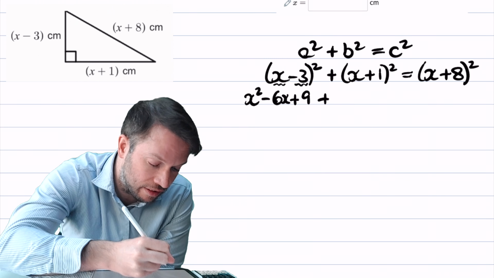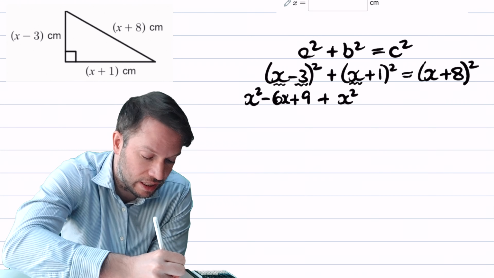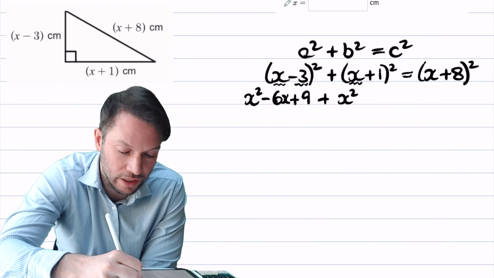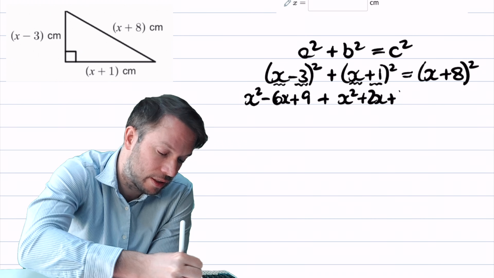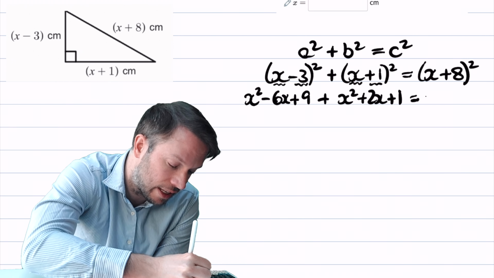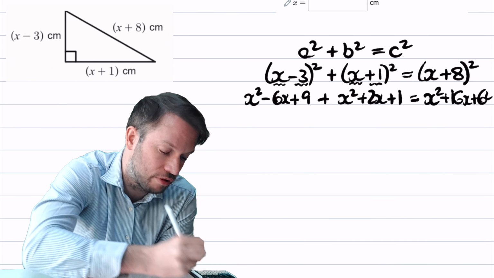You can do the same for the next one. You do the first term squared, which is x squared. You do twice the product. So x times 1 doubled is 2x. And then you do the second term squared. So that's plus 1. And if you do the same on the right hand side, you get x squared plus 16x plus 64. Nice little trick that.